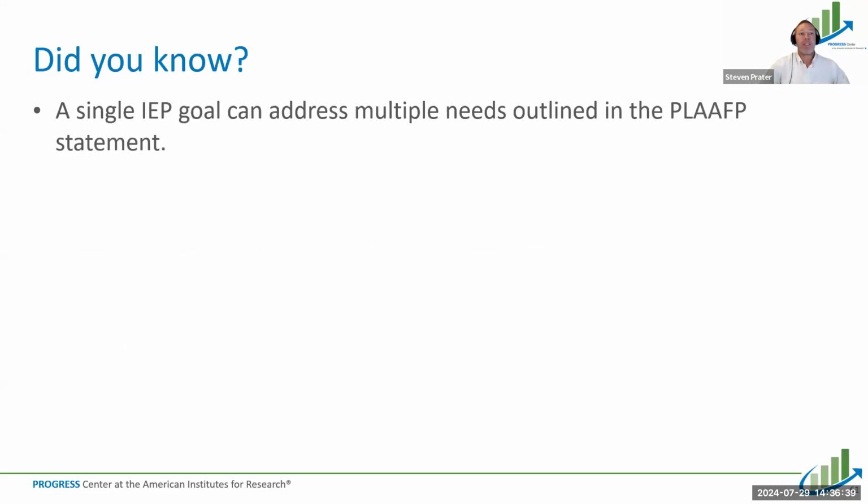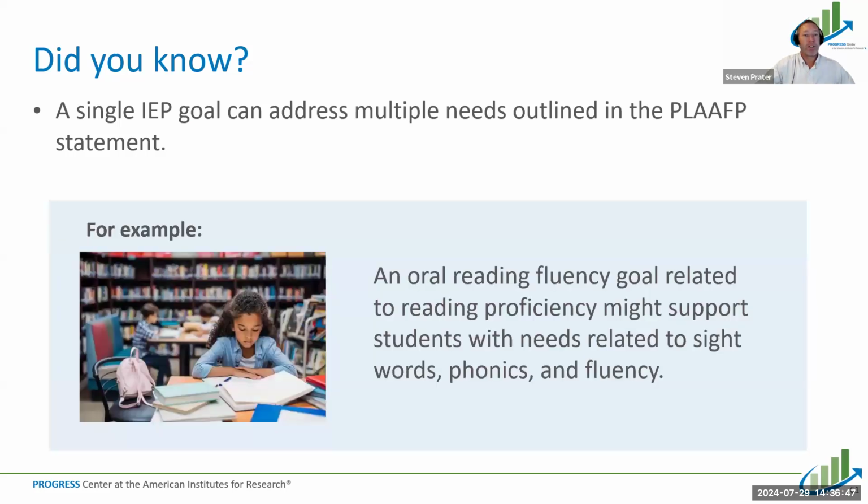All right, so did you know that a single IEP goal can address multiple needs outlined in the PLAAFP statement? An example of this is that you could have an oral reading fluency goal that's related to reading proficiency, but it might also support students who have needs related to sight words, phonics, and fluency. So you can have that one goal help you to address all of those needs instead of having 4 different goals, you know, one for sight words, one for phonics, one for fluency. All could be achieved just by having that oral reading fluency goal.